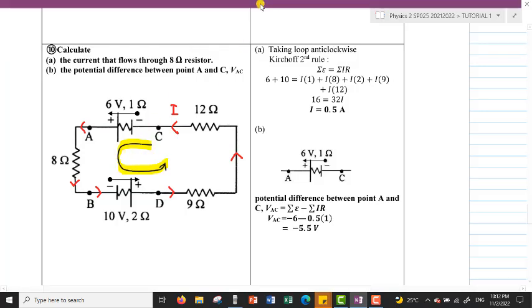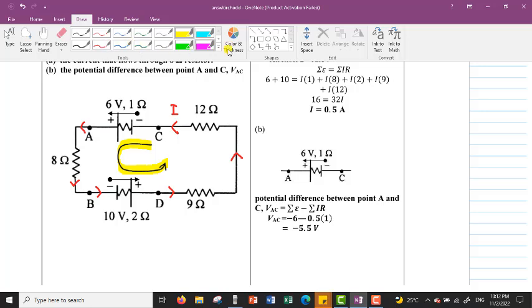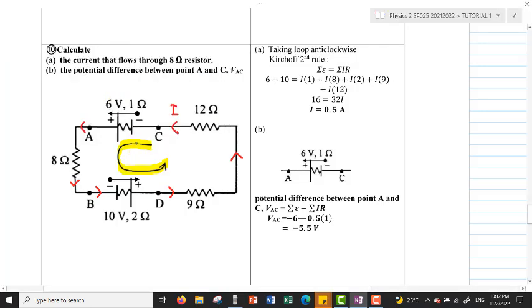This is the direction we are going to travel in the loop, whereby we are going to travel in anti-clockwise direction. So when we compare it with the direction of the EMF, 6 volt, we find out that the direction is the same. So we have positive 6. The same goes for the EMF 10 volt, the direction is the same as the loop. So we have positive 10. Then equal to, the current will flow through the internal resistance 1 ohm, so we have I multiplied by 1. Then the current flows through the 8 ohm resistor, so we have I multiplied by 8.